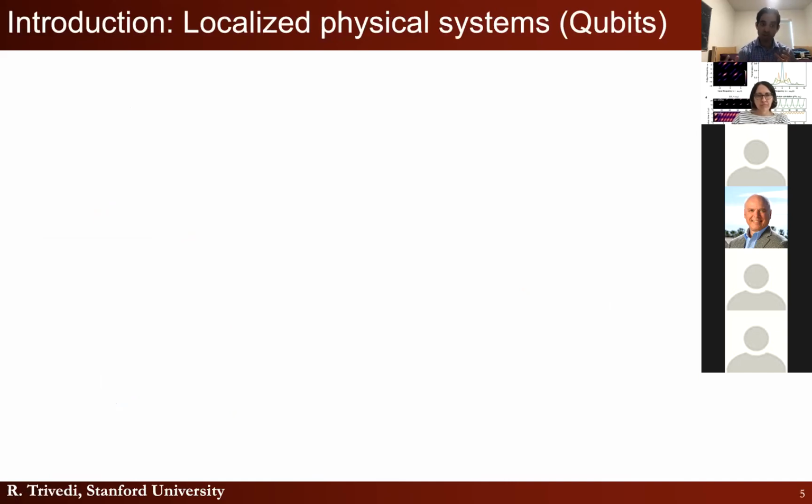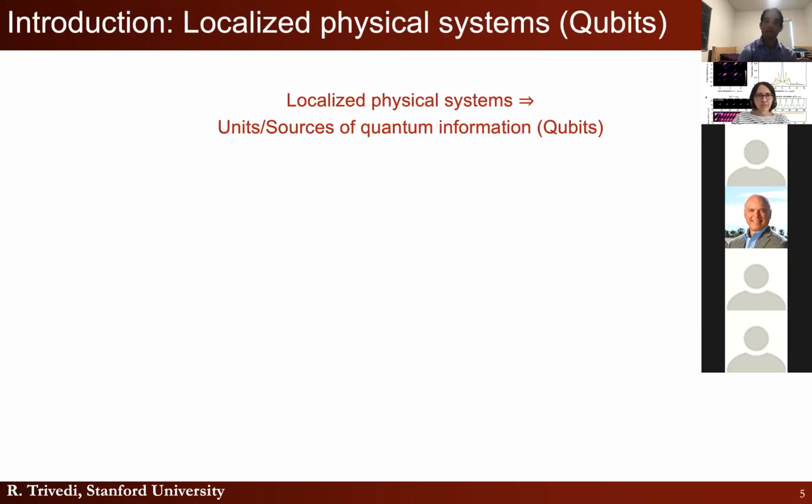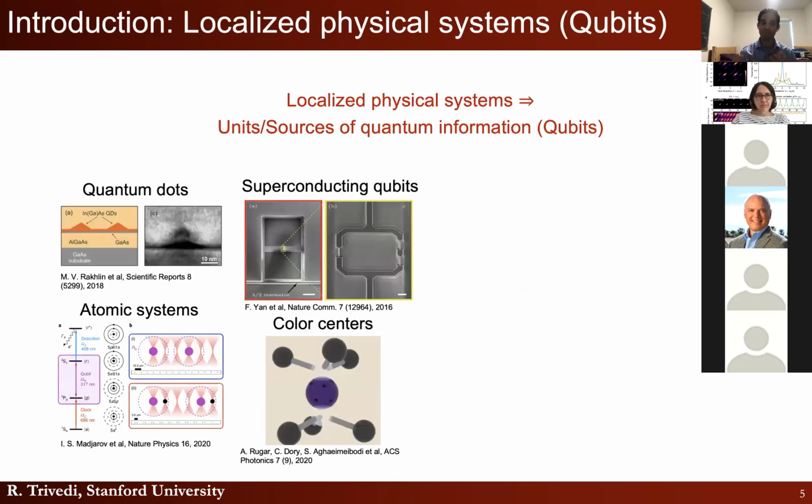quantum hardware. So if you think about qubits, the qubits are usually implemented with what are called localized physical systems, right? And these localized physical systems are essentially physical systems that confine electrons or photons or particles of some sort into small spatial volumes. And so you have examples of localized physical systems, just quantum dots, or you have atomic systems, which are confining electrons in a small physical volume because of Coulombic potential. Or you have superconducting qubits, or more recently, people are looking at color centers and solid state systems.